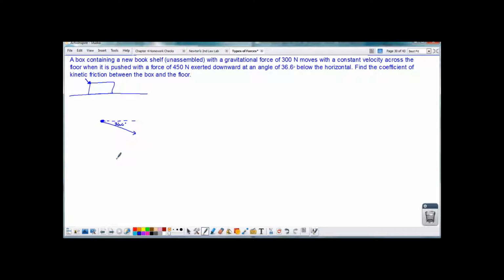And I'll label the angle as 36.6 degrees. Now, I need to label the rest of the forces in my free body diagram. Well, it's not just an applied force. When they apply the force, it says it's moving along at a constant velocity. That means it's moving along a surface. Therefore, there's going to be kinetic friction. This is a box, and it does have a weight, so it has a gravitational force acting on it in the downward direction. And it is on a horizontal surface, so the normal force is going to be acting directly upward.